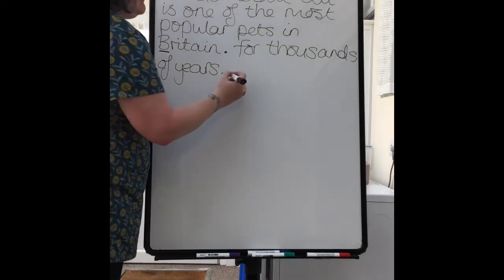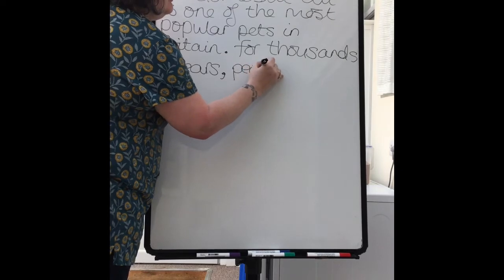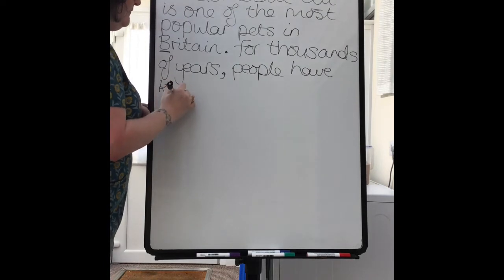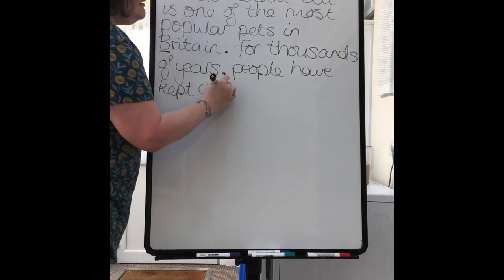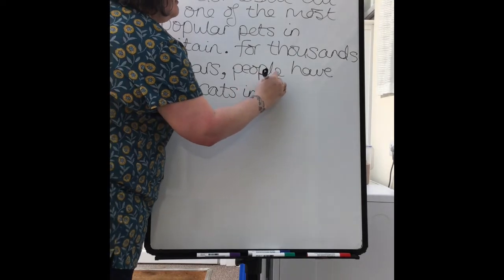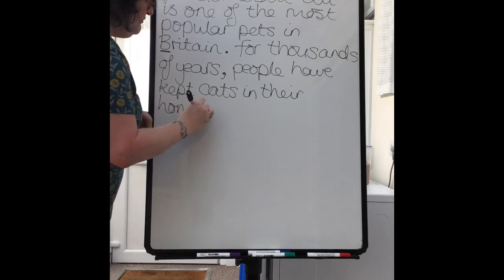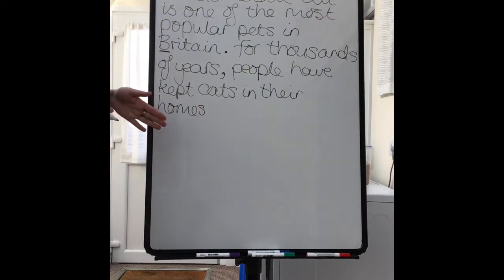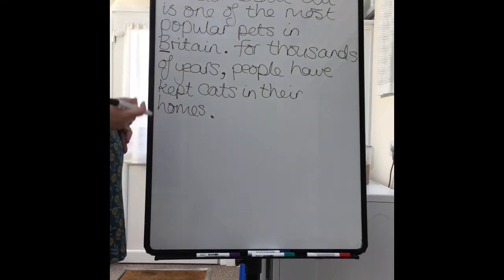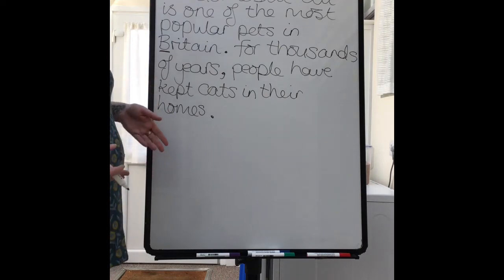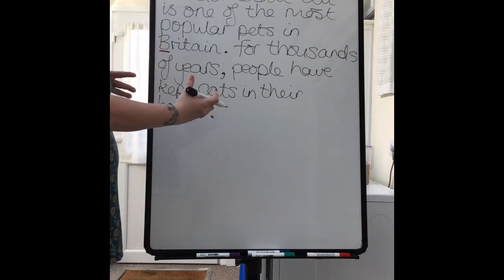For thousands of years, people have kept cats in their homes. Now, I could stop that there. I could put a full stop and it would be a perfectly valid sentence. For thousands of years, people have kept cats in their homes. However, I am going to put in a conjunction so I can expand my sentence, and I'm going to explain why.